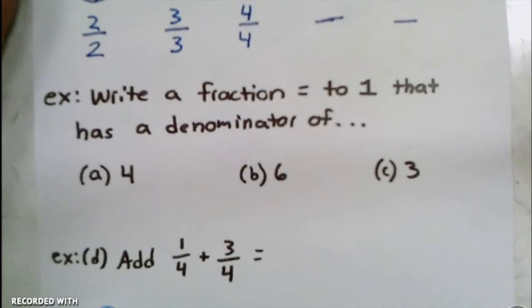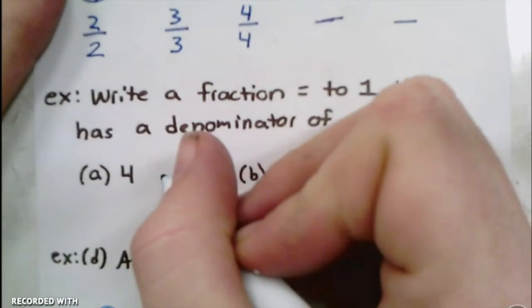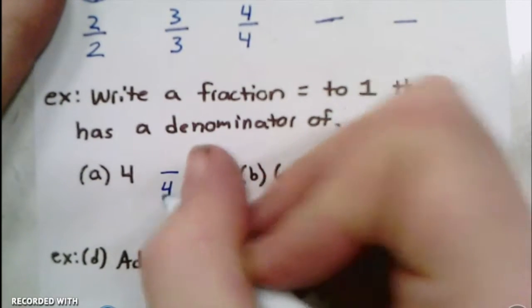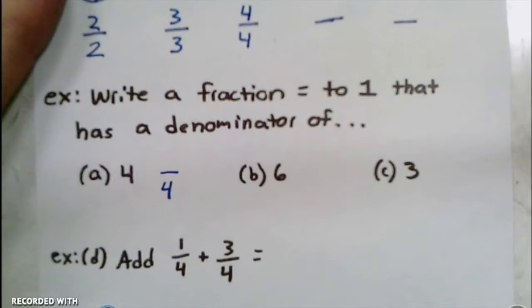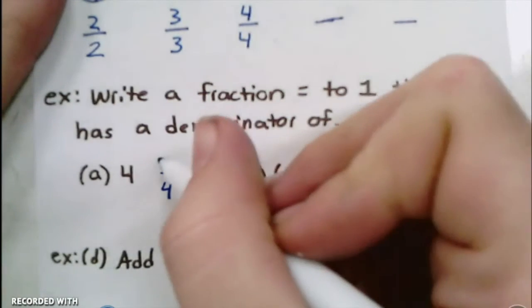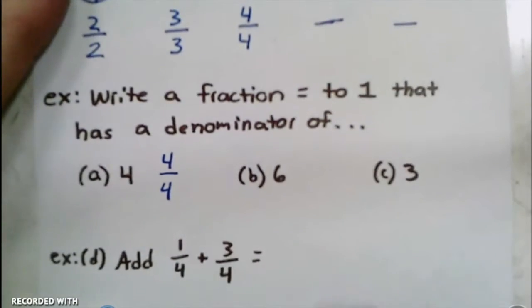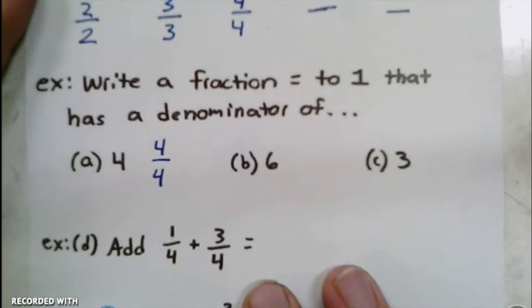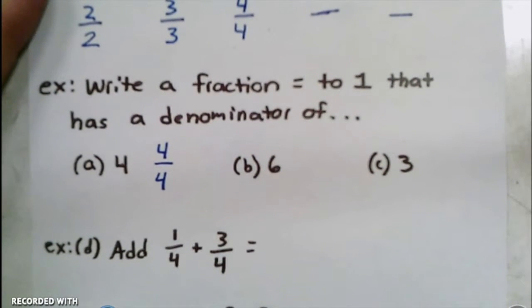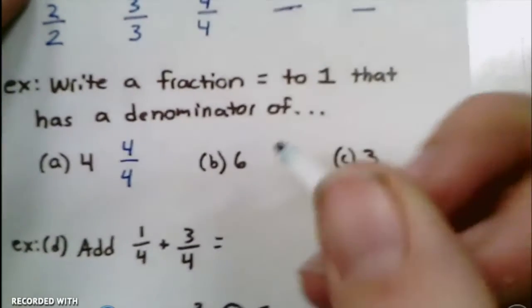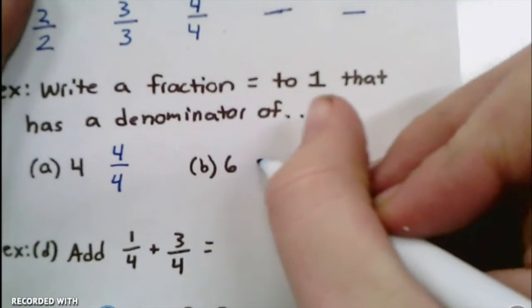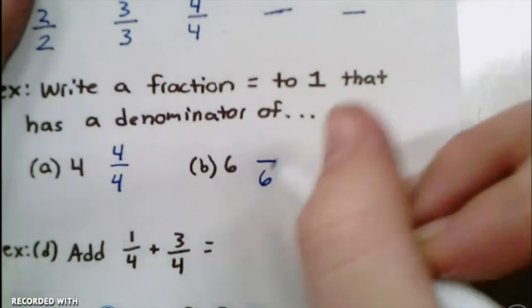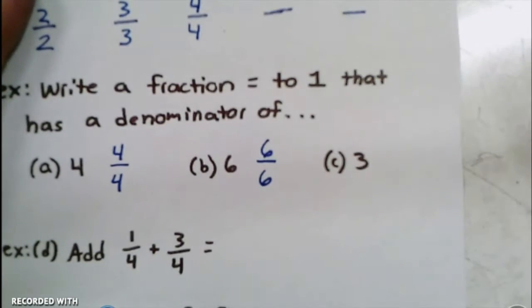Write a fraction equal to 1 that has a denominator of, so here they want us to give it a denominator of 4. What will my numerator be? Yeah, we learned from above that anytime the numerator and denominator are the same, it equals 1. So what about for 6? I'm going to give it a denominator of 6 and a numerator of 6.